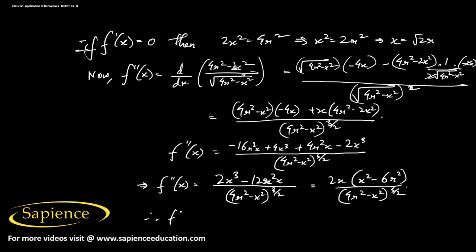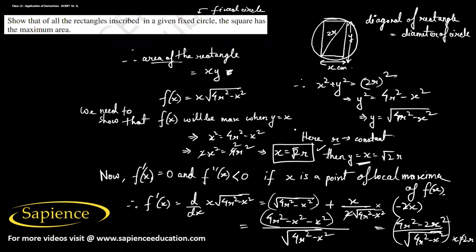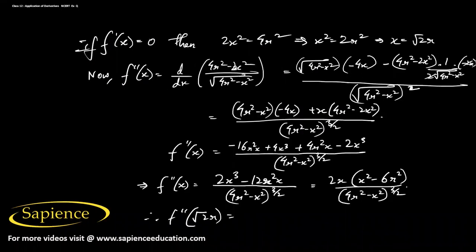So now f double dash of root 2r means when x is equal to root 2r. And x cannot be negative since it is the length, so we should not take plus minus root 2r. We should take only the positive value, that is root 2r. So f double dash root 2r will be 2 into root 2r into root 2r whole square, that is 2r square, minus 6r square, divided by 4r square minus 2r square whole power 3 by 2.